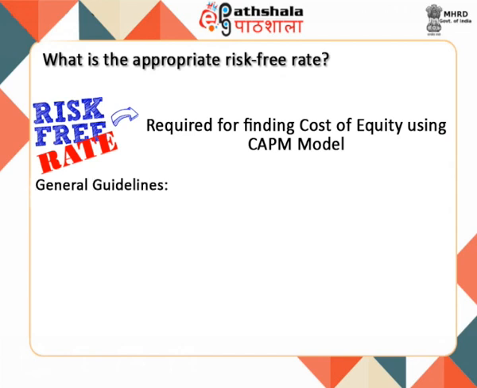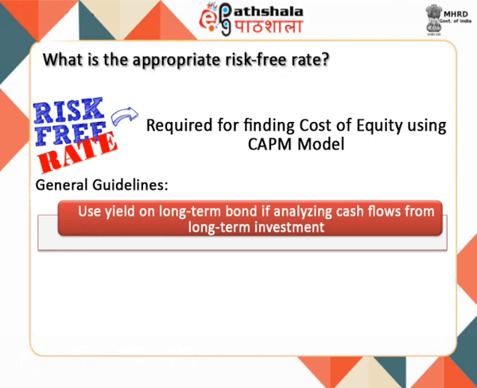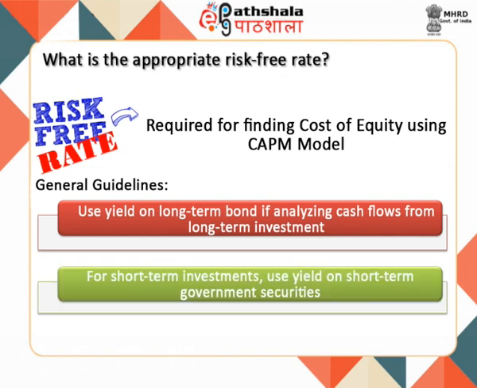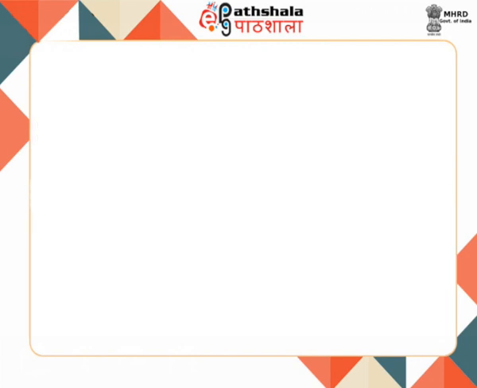These general guidelines can be kept in mind while choosing an appropriate risk-free rate. Use the yield on a long-term bond if you are analyzing cash flows from a long-term investment. For short-term investments, it is entirely appropriate to use the yield on short-term government securities, for example, yield on 91 days Treasury bills. CAPM explains the relationship between expected return and risk.